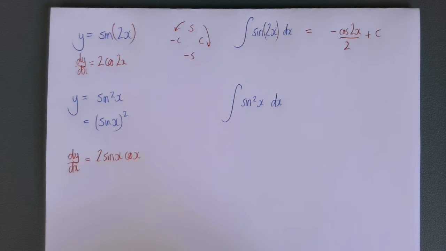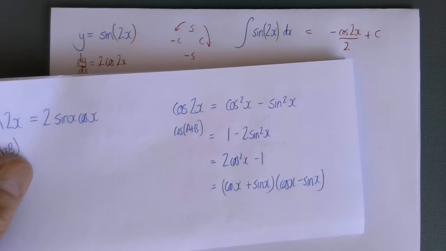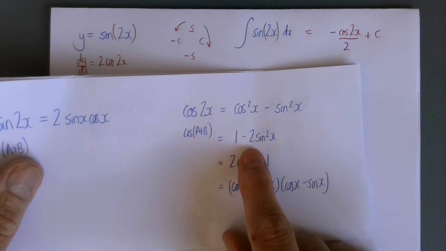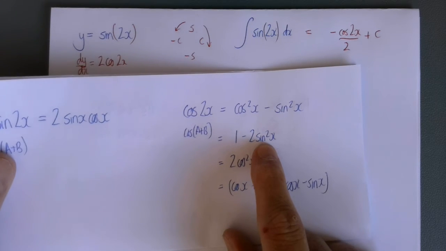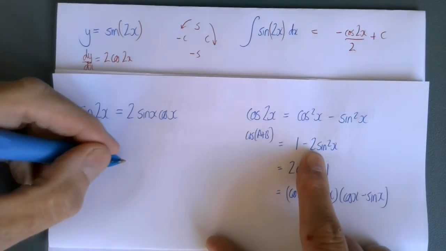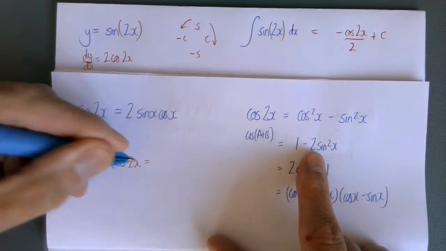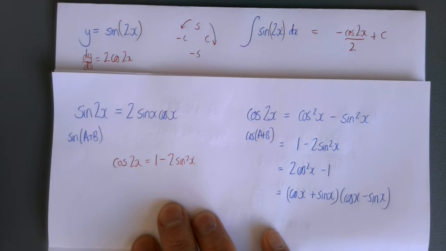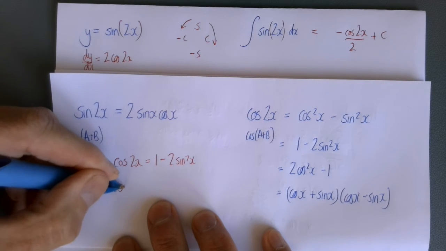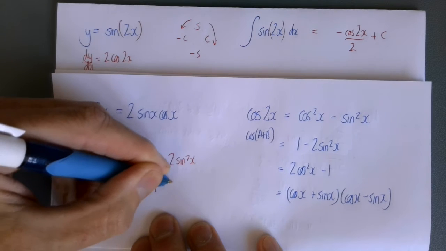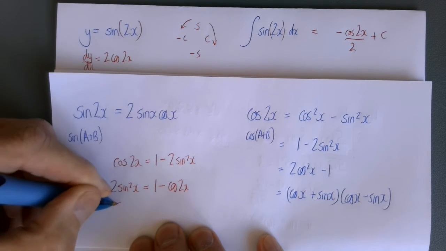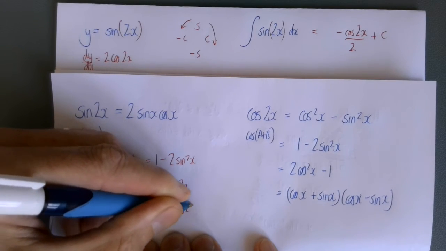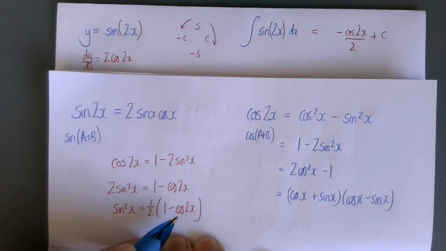But fortunately, my good old friends, the double angle formulas, and in particular the cos 2x formula, has a version which includes a sine squared x. So if I take that version there, cos 2x is 1 minus 2 sine squared x, and rearrange it, I get sine squared x in terms of cos 2x.